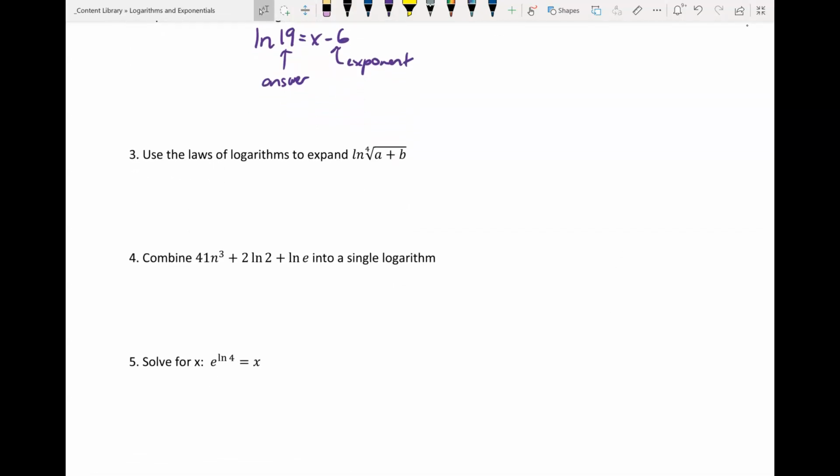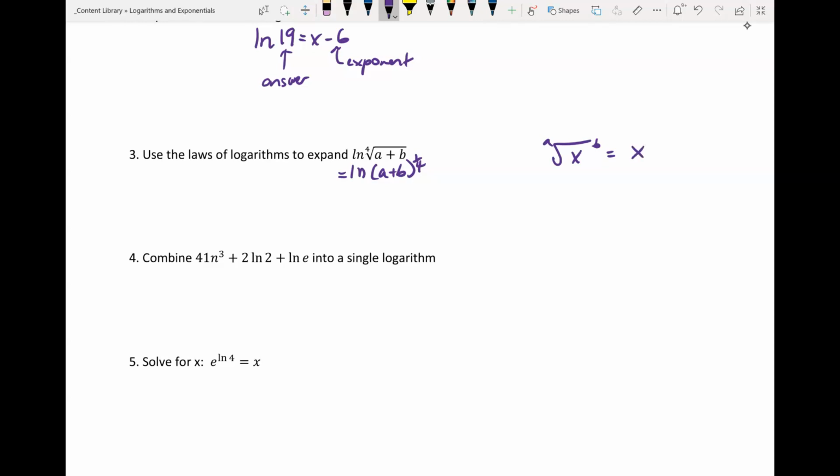Example 3 is to use the laws of logarithms to expand ln the 4th root of a plus b. So the first thing I'm going to do is change our 4th root into a power, and our power is going to be the quarter. And if you don't remember this rule, I can just write it on the side. You should have learned this back when you learned about radicals.